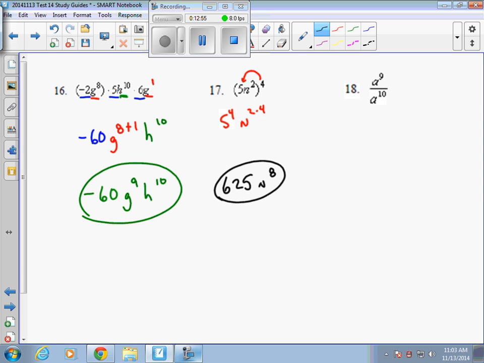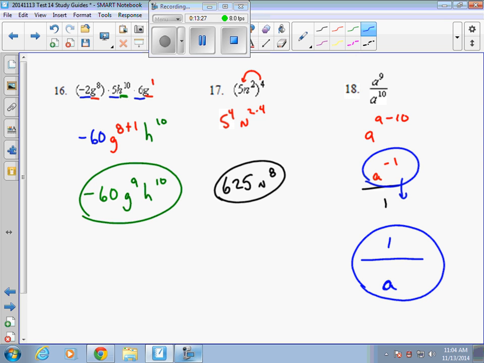Number 18 says a to the 9th over a to the 10th. Remember, multiplication meant you had to add the exponents. Division means you need to subtract them. So you have a to the 9th minus 10 is a to the negative 1. We can't leave it like that. You can't leave a negative exponent. Everything is over 1. Since it's over 1, have it ride the elevator down. You can't leave nothing at the top. You have to leave 1 at the top. A comes down and it's to the positive 1. You don't have to write anything to the positive 1. You can simply leave it as 1 over a.